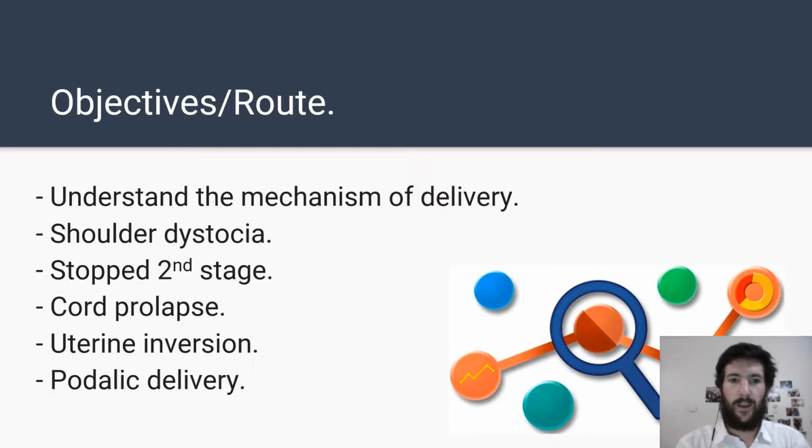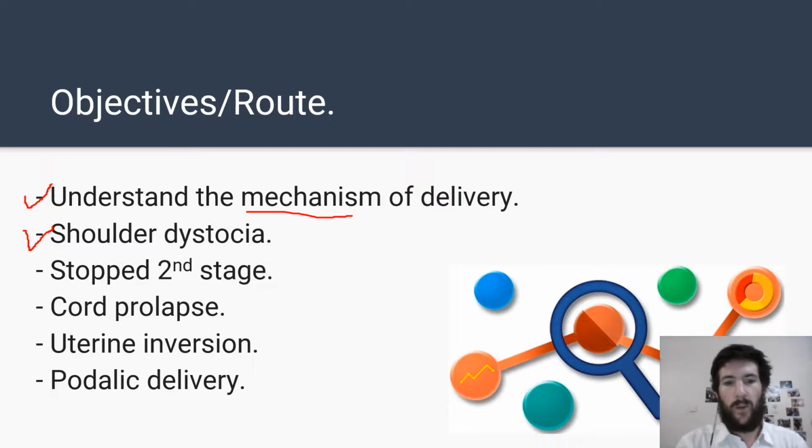So first, to show you the objectives of the class, we will talk a little about understanding the mechanism of the delivery. It's very important to know the stages of the delivery, what happens during the delivery, because if we know that, we will be able to diagnose all the different emergencies that can occur during the delivery. Also, we can understand the causes of the emergencies and how to manage them in an easier way.